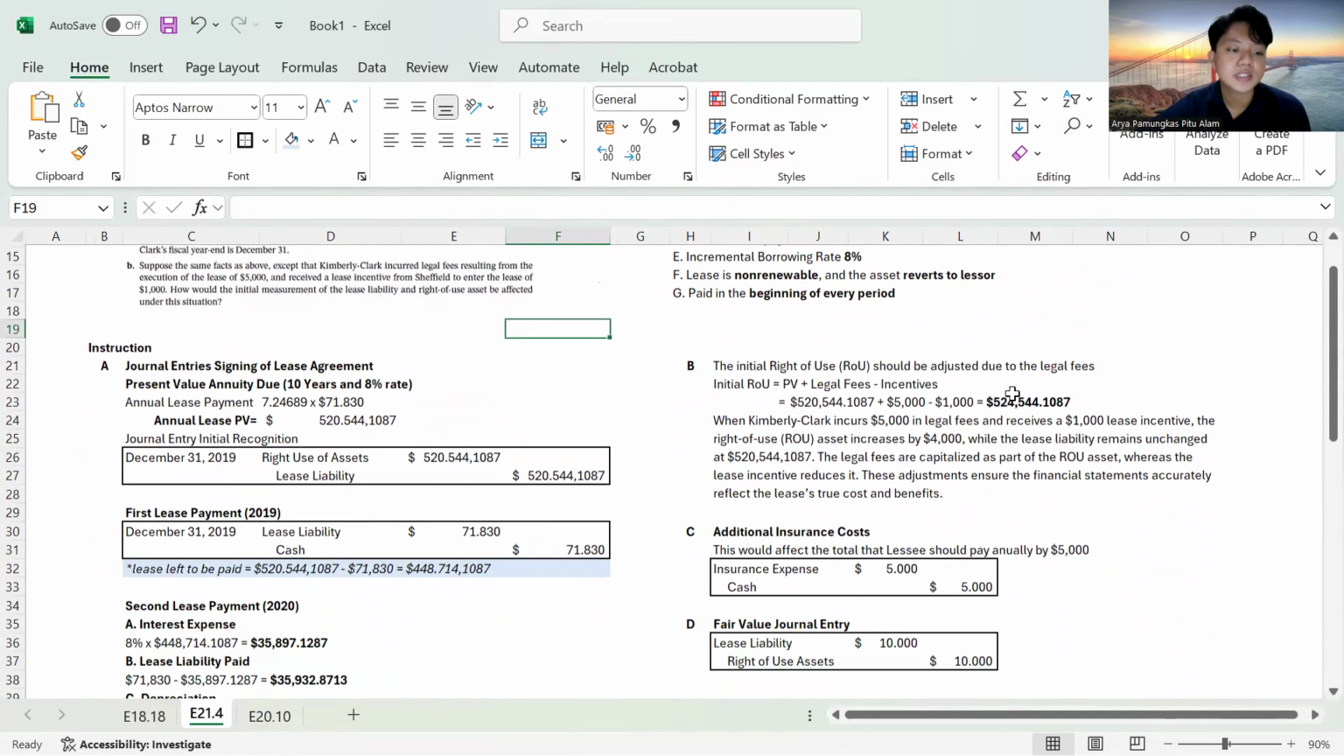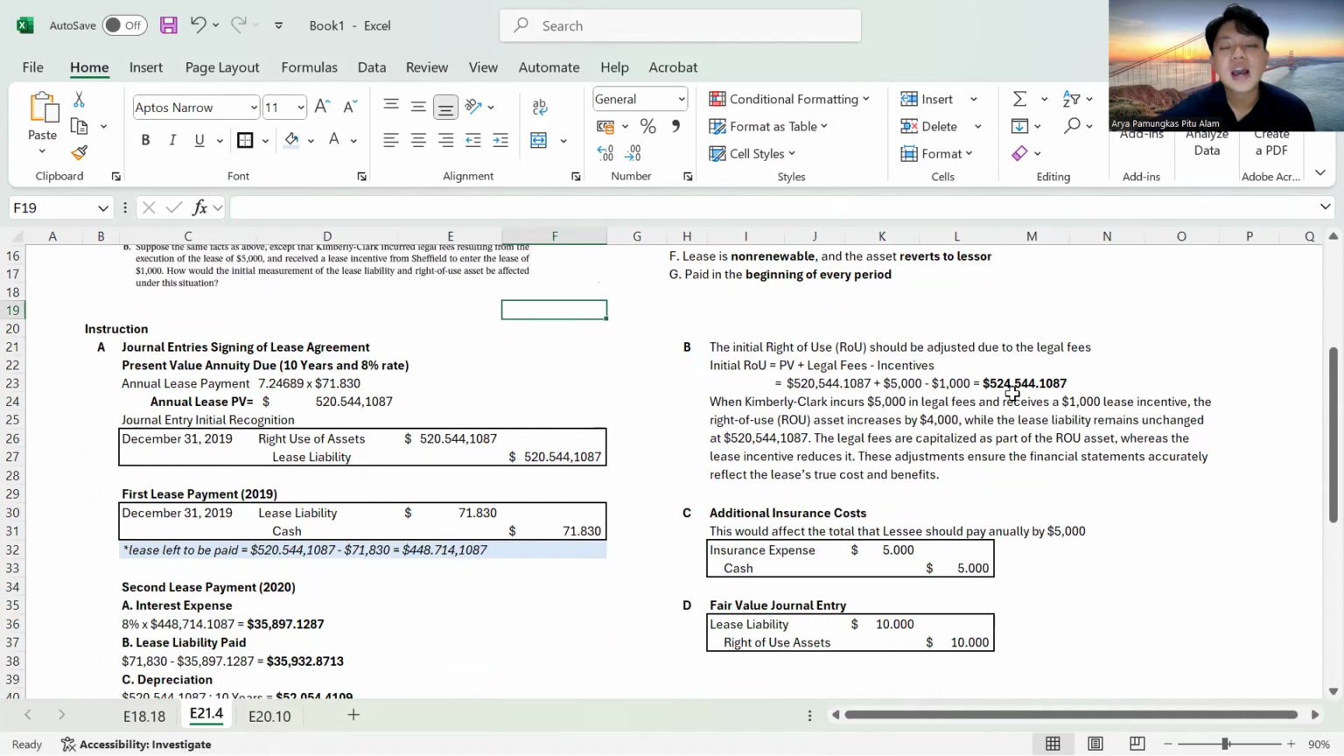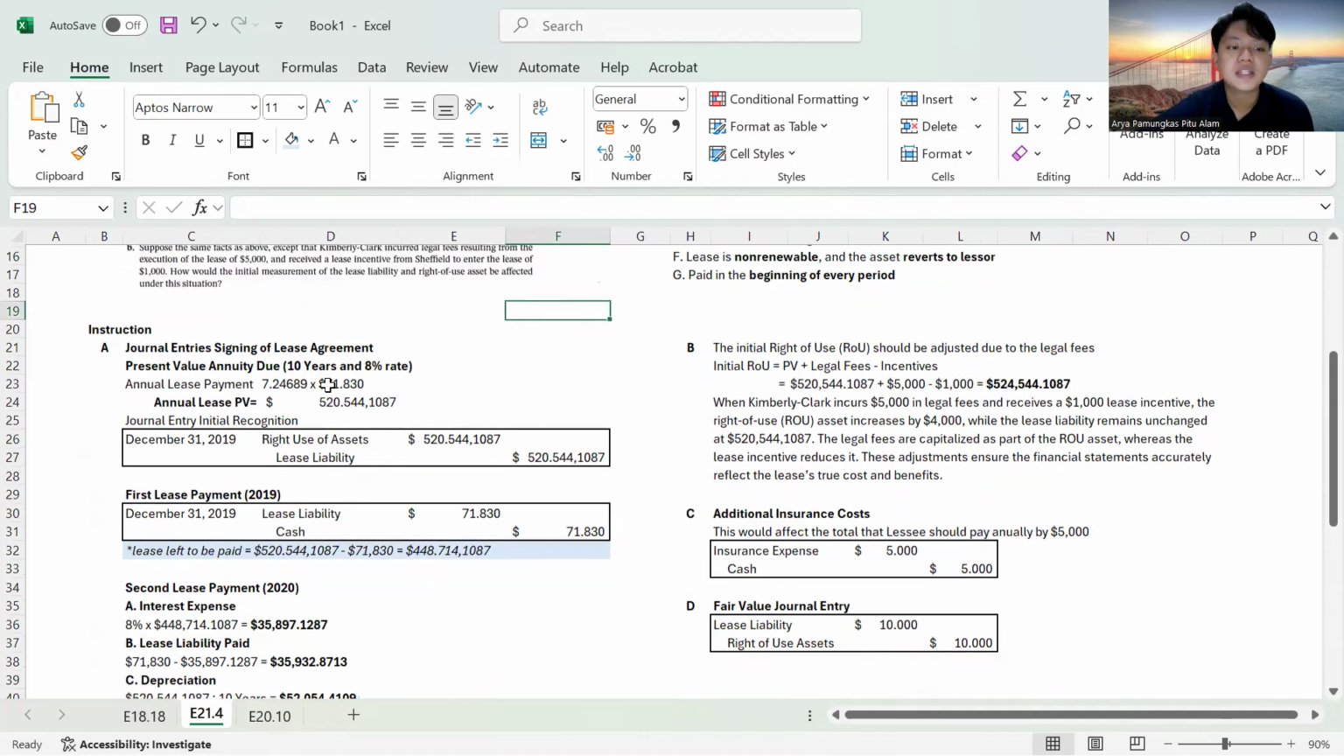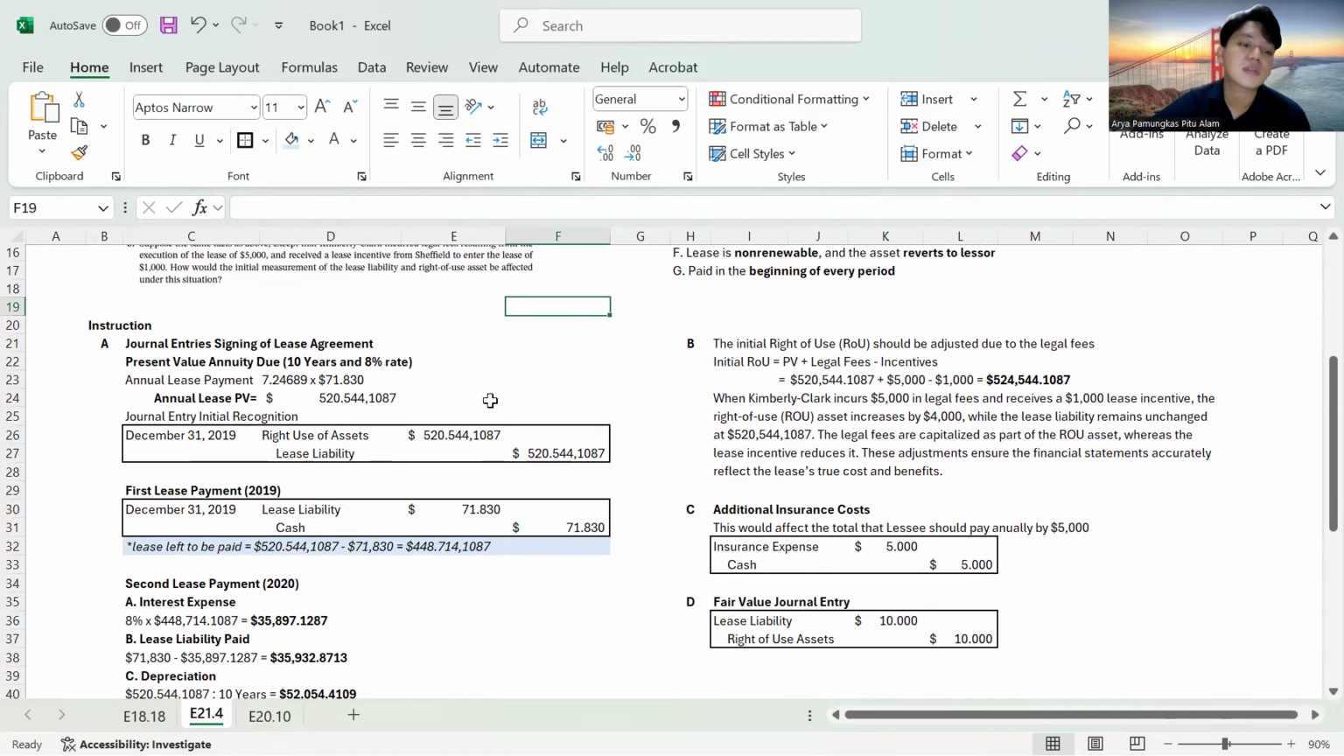And as for the first year, we have to first count the present value so that we can get the right of use of the assets itself. So the present value, like I said before, we are going to use the annuity due, which would use the 10 years and 8% rate.